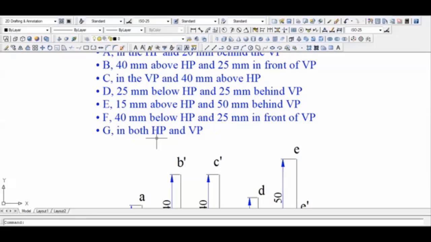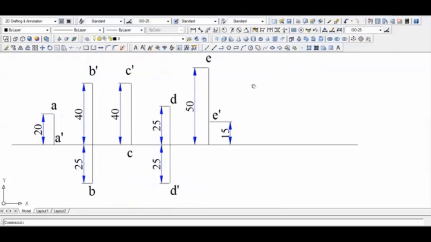It's got to be third quadrant or fourth quadrant. Let us see whether it's in front of VP or behind VP. It's a clear-cut case of in front of VP, that means it has got to be the fourth quadrant. The value of H again is 40, the value of D is 25. If it's a case of fourth quadrant, that means H and D, both of them will be below the XY line. Okay.